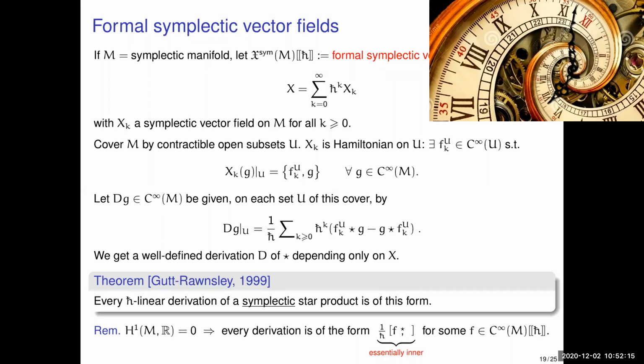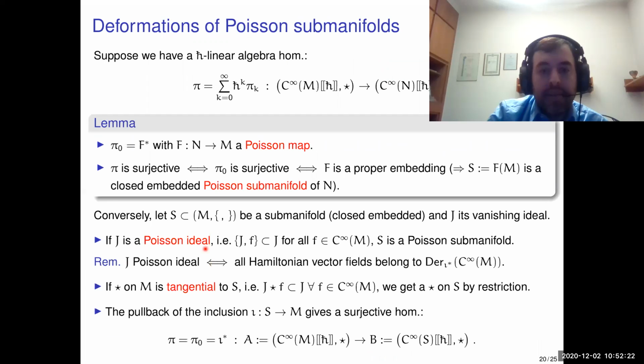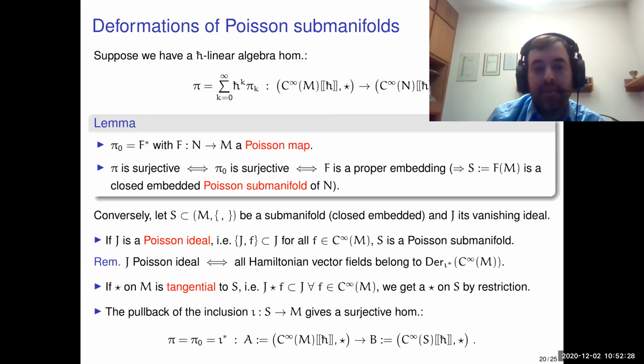Yes, but this relation between tangentiality of this star product, and also the fact that pi 0 is the pullback of a Poisson map, also this is because B1 is antisymmetric. Otherwise, it will be, I guess, the composition of a Poisson map with some other canonical map or something.